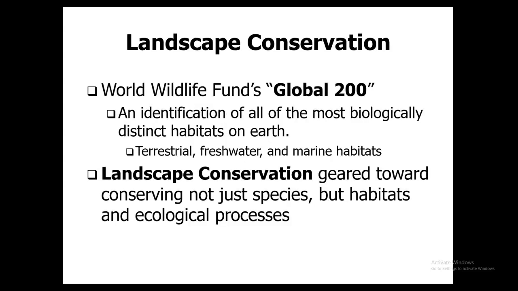We have what's known as the World Wide Fund's Global 200, that can go in. They use an identification of all the most biologically distinct habitats on Earth. So they look at terrestrial, freshwater, and marine habitats. We have landscape conservation, which is going to be geared towards conserving not just species, but habitats and ecological processes.